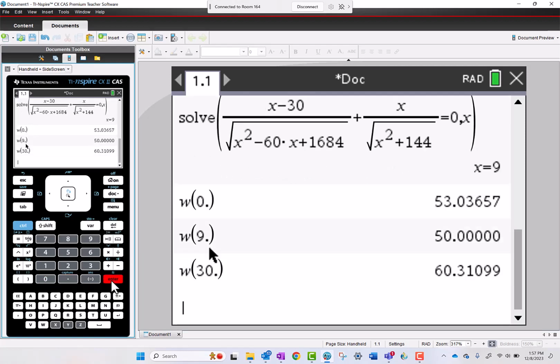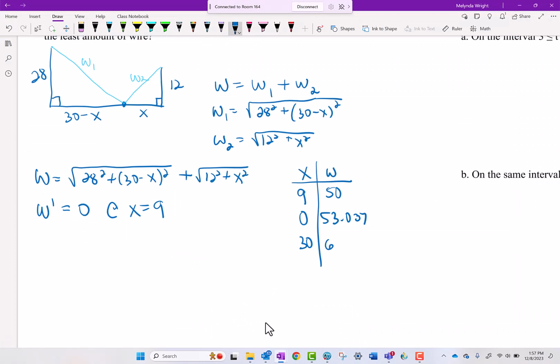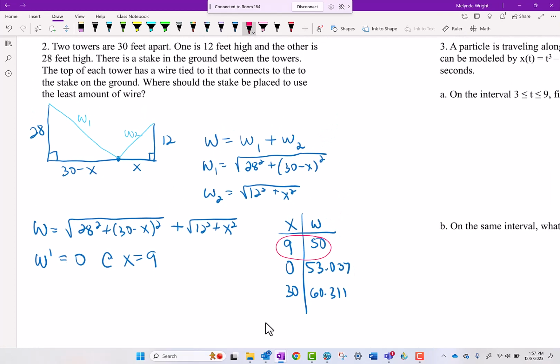And that is 60.311. Okay, so 60.311. So this one is our minimum. So let's see how we need to write our answer. We're going to repeat theirs.